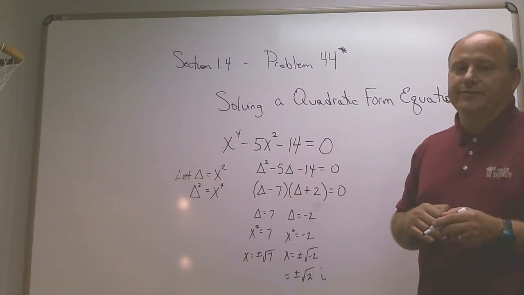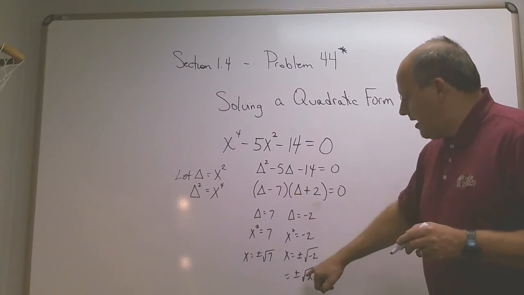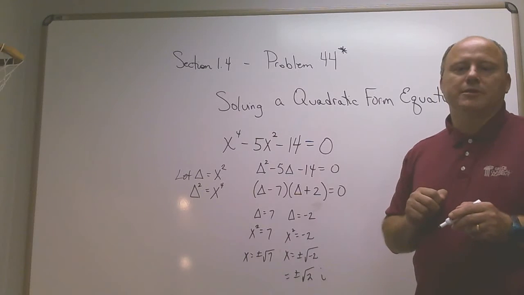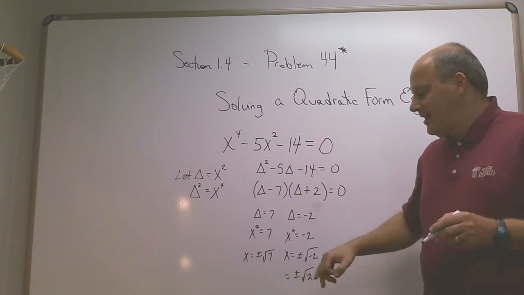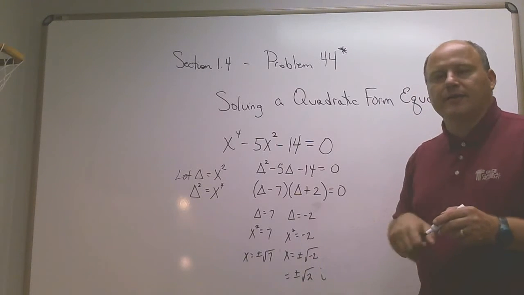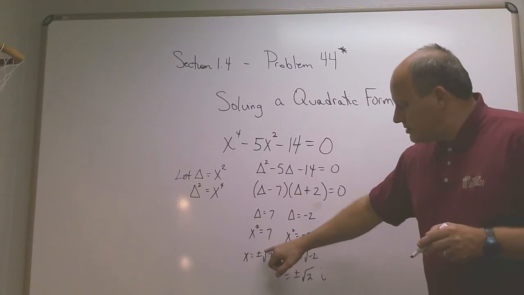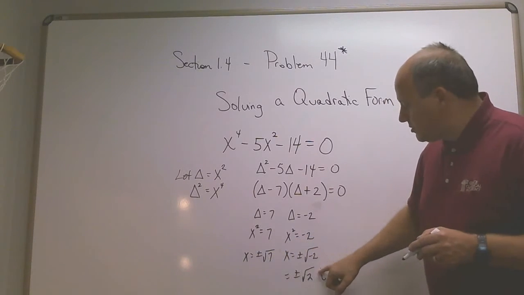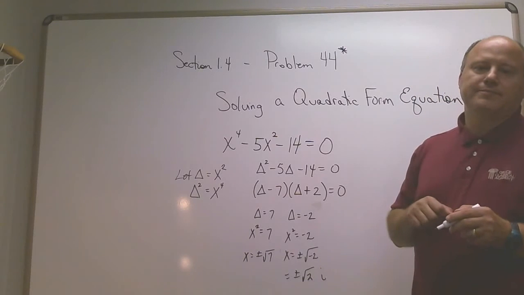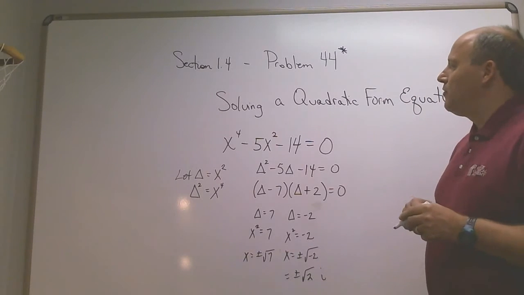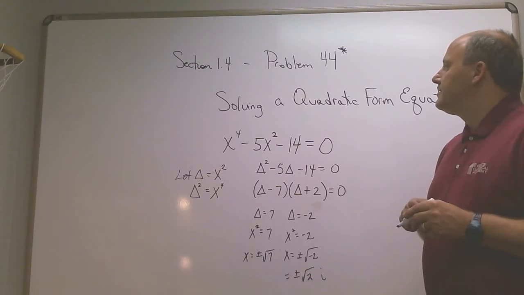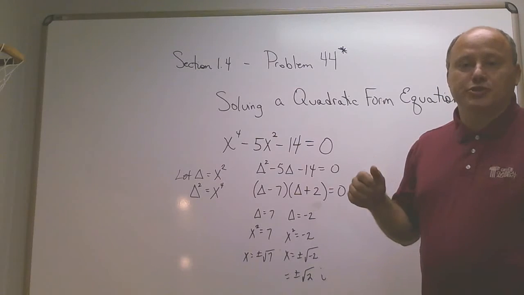Just make sure the radical doesn't extend over the i. That's something totally different. That's why some people choose to put the i prior to the square root symbol instead of where I have it right here. I like it this way better because I'm pretty neat. So there are 4 answers: plus square root of 7, minus square root of 7, plus the square root of 2 i, minus the square root of 2 i. And this is one form of solving a quadratic form equation by substitution.